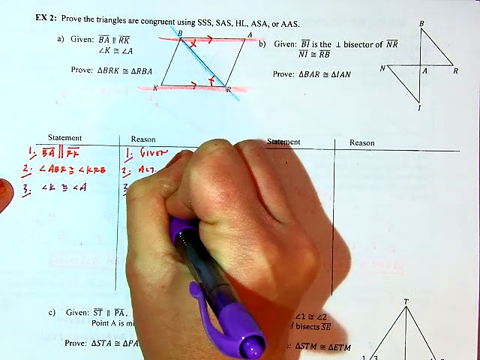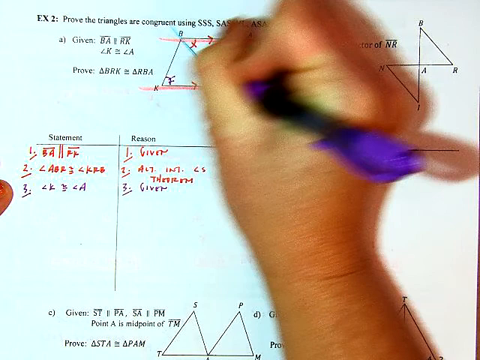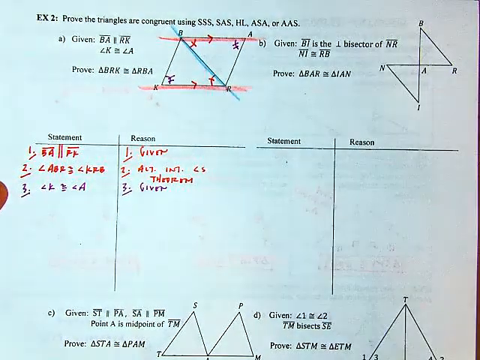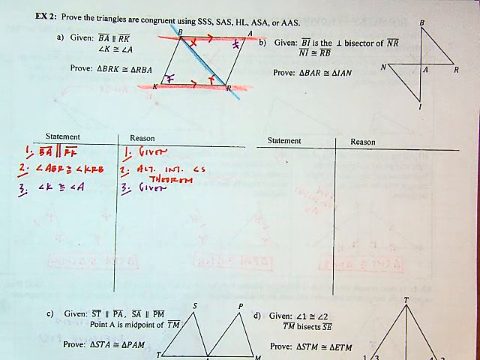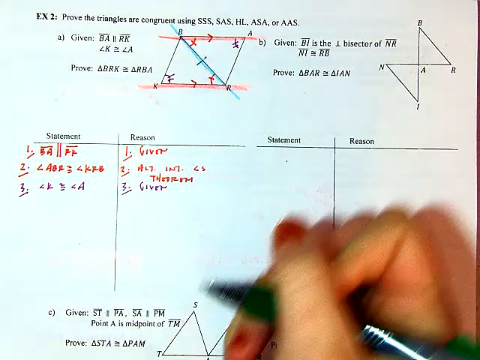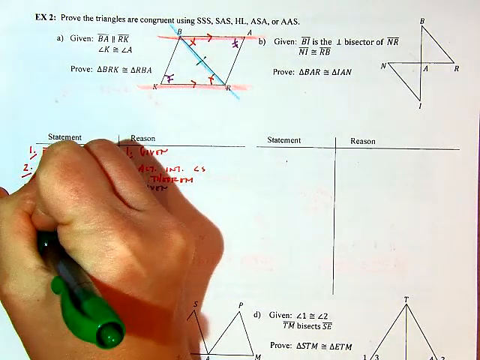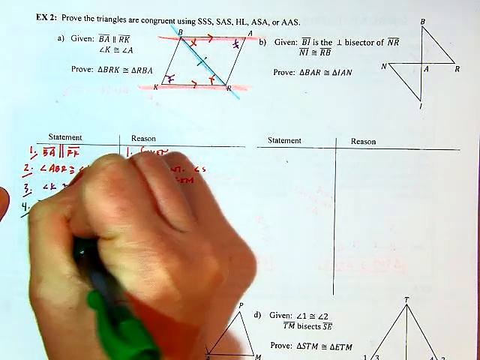Given. And as I write it, I mark my picture. Okay, so I have 2 pairs of corresponding angles. I know I'm going to need a side, and I see, ooh, I got the reflexive property. I have that common side. So right there, single tick mark. So here I can say that BR is congruent to.